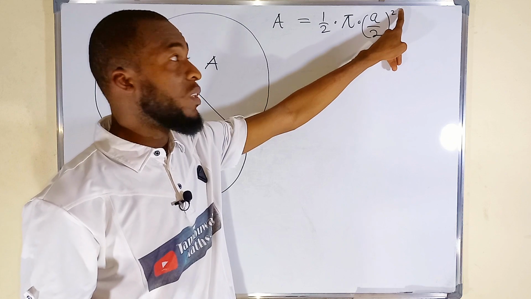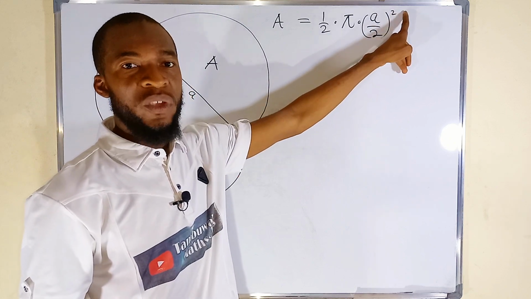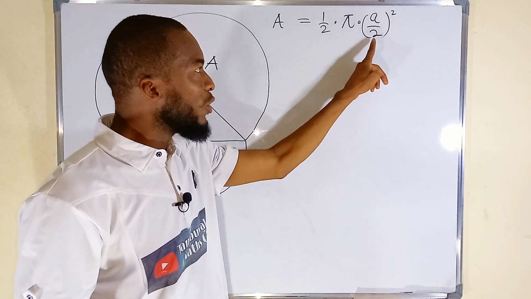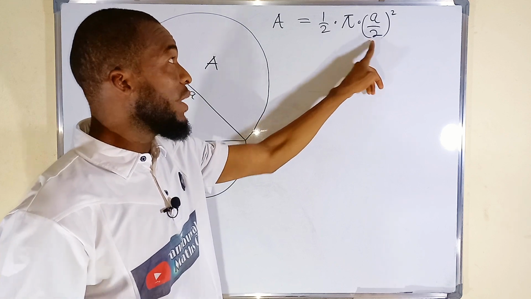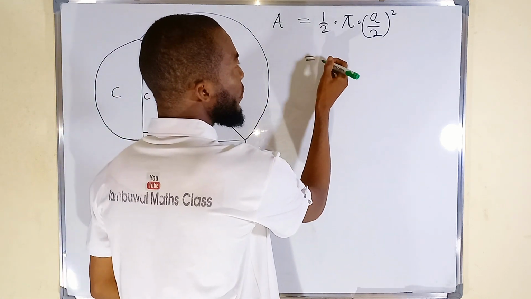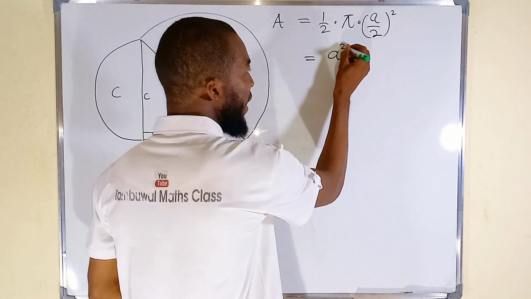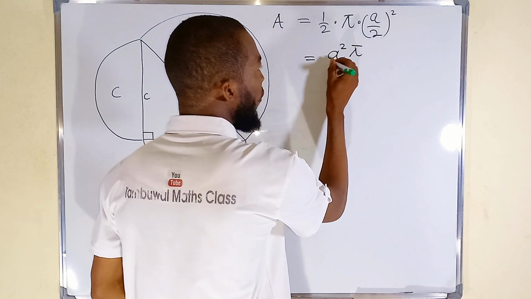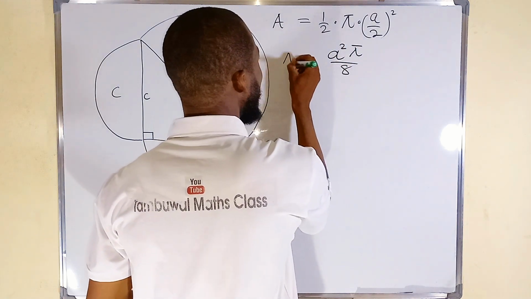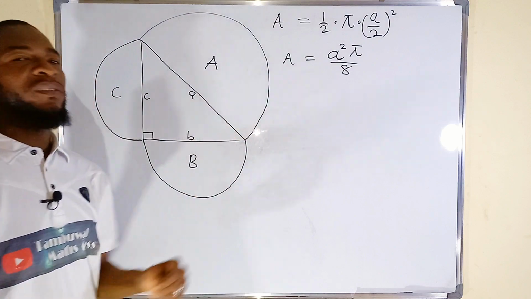A to the power of 2 is A squared, 2 to the power of 2 is 4. So we have 2 here multiplied by this 4, it is going to give us 8. So altogether we have A squared pi over 8 as the area of this big semicircle.